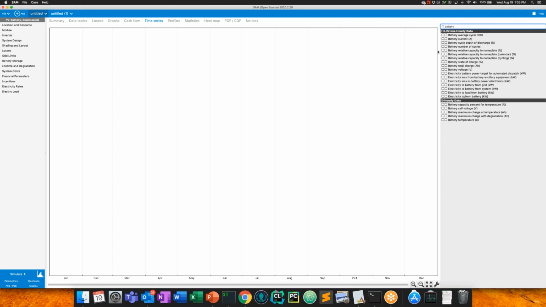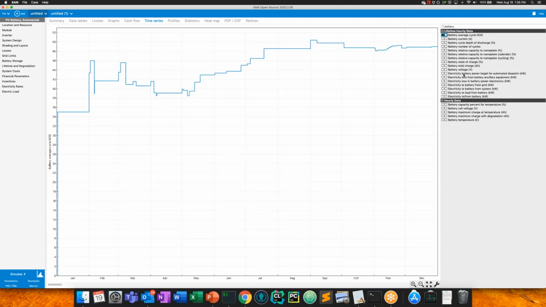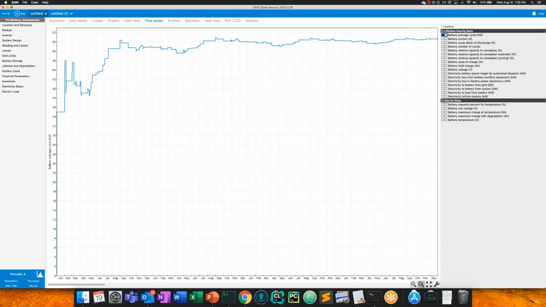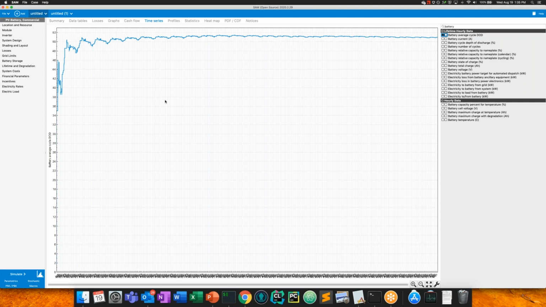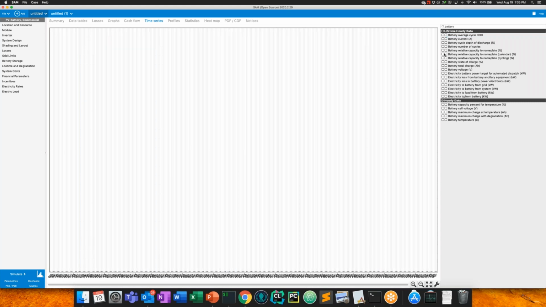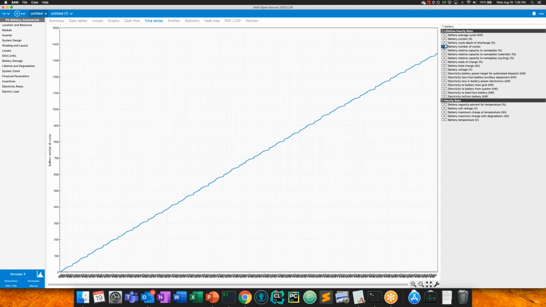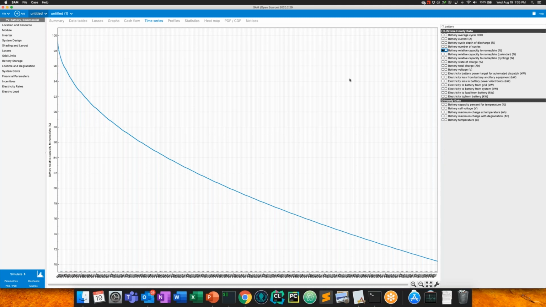So we can look at the battery average depth of discharge over the analysis period. We see that it increases over time due to the decrease in capacity. You can see how the number of cycles increases pretty linearly over time. You can also see how the relative capacity of the battery to its nameplate capacity decreases with use.